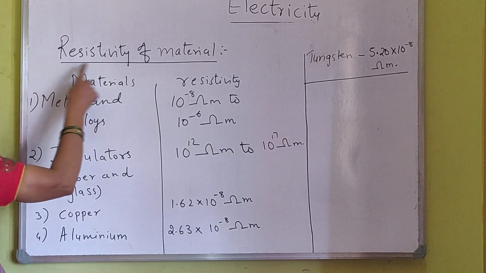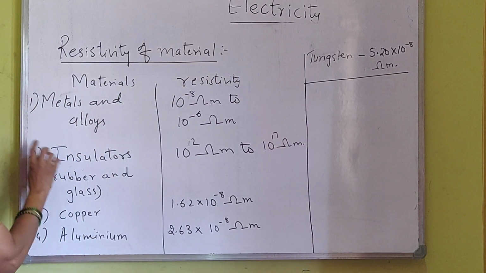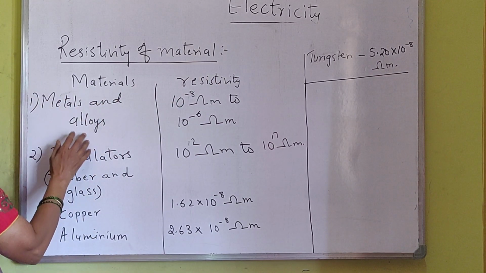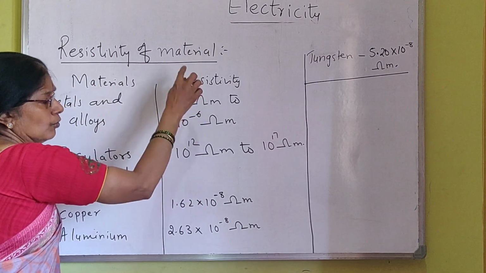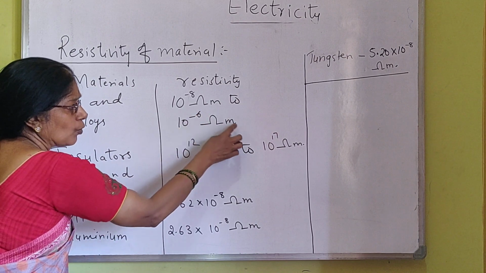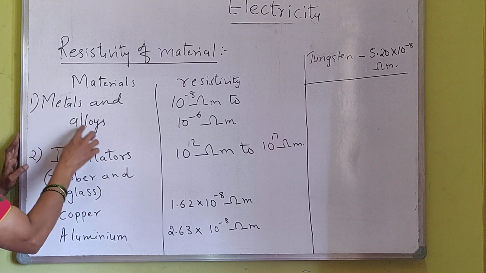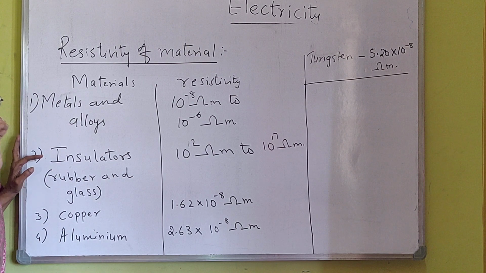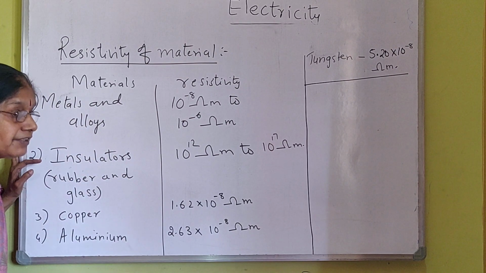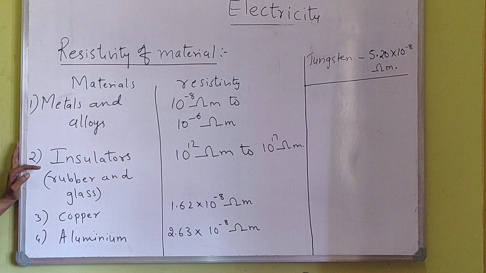Here I have shown the resistivity of materials. On one side are the materials and on the other side the resistivity. Usually we say that metals and alloys have resistivity from 10 to the power of minus 8 ohm meter to 10 to the power of minus 6 ohm meter. That means the resistivity is very less. That is why metals and certain alloys are called good conductors of electricity. Good conduction depends upon the resistivity. The less the resistivity, the more the conductivity. The more the resistivity, the less the conductivity.